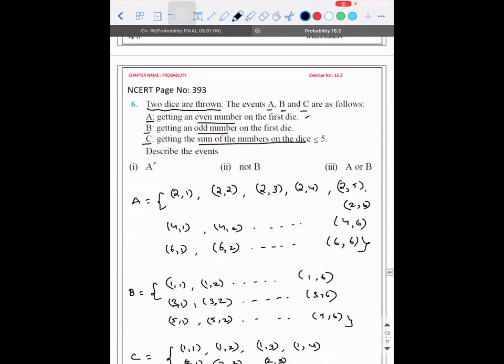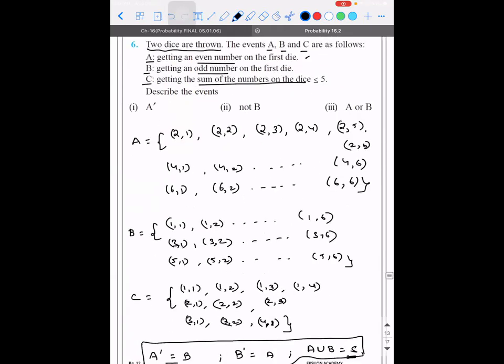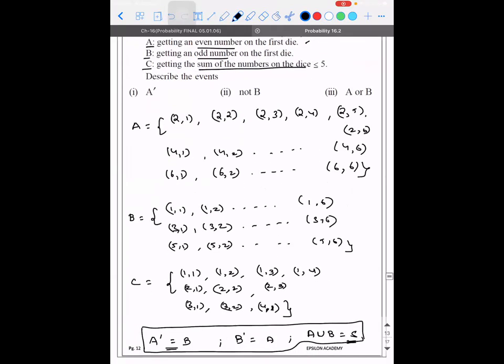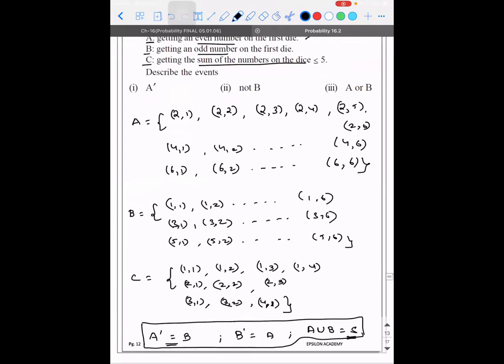So C is about getting a number less than or equal to 5. What is C dash B? Getting a number strictly greater than 5. So in A, find out where you have the sum of the numbers greater than 5. That is 6, 7, 8, 9 till 12.